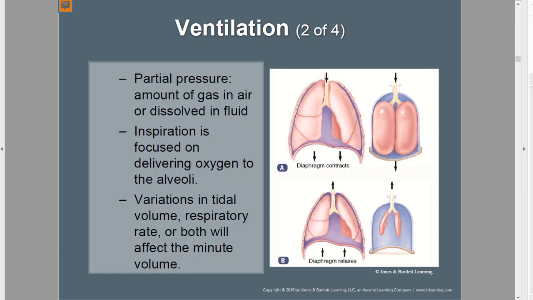And that entire process of inspiration is focused on delivering oxygen to those alveoli. So if you are looking in your book, look at table 11.2. You need to understand what's going on here. Okay, so let's talk about tidal volume. That's the amount of air, in milliliters, but it doesn't matter. It's the amount of air that's moved in and out of the lungs during one breath.